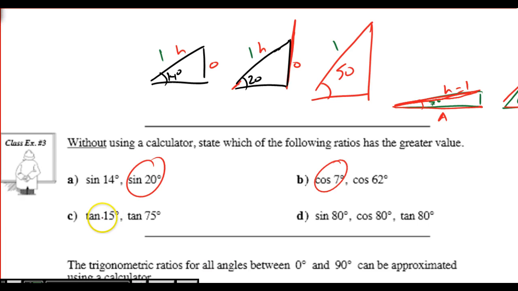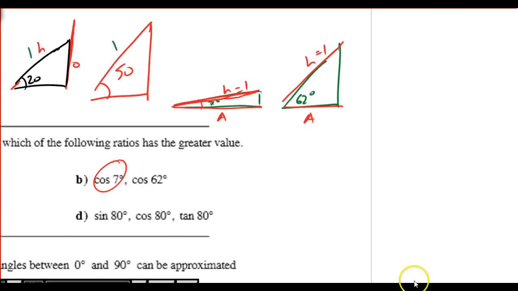Tan 15 versus tan 75. Tan 75 is going to have a bigger ratio. You can draw the triangle yourself and check. Sine 80, cosine 80, or tan 80. Okay, this one might be a little bit tricky to visualize. Let's draw it out. Well, I'm going to cross this one out. I know that one's not going to be it. But sine 80 is nearly vertical, even more so than that. Let me do another one.